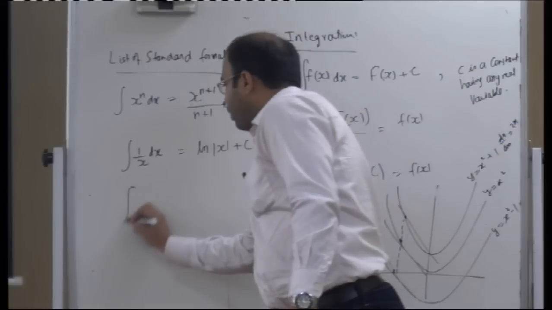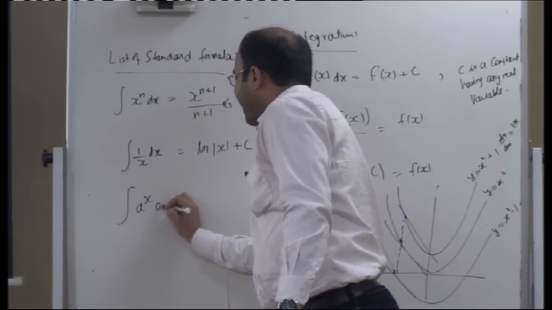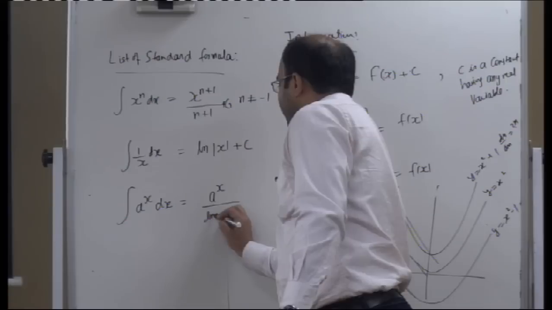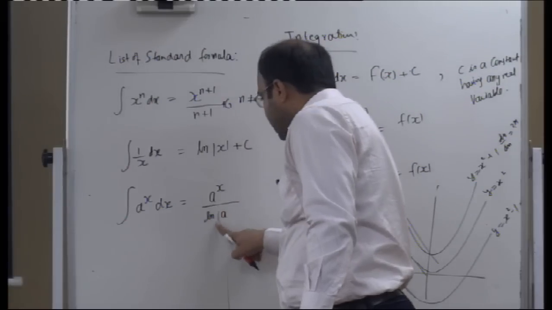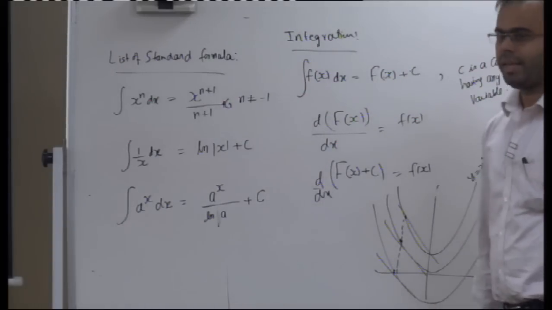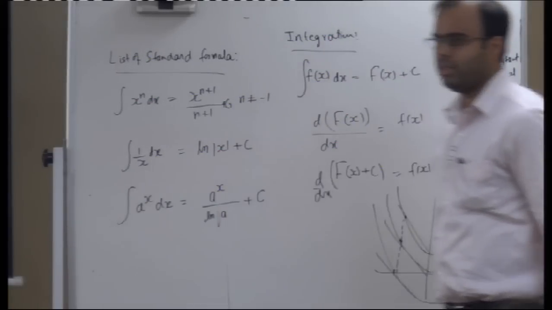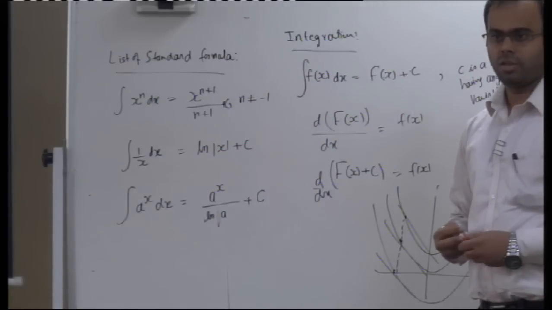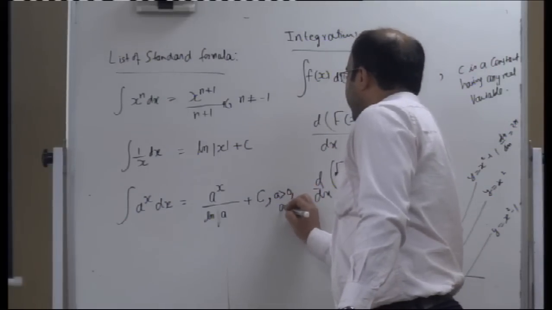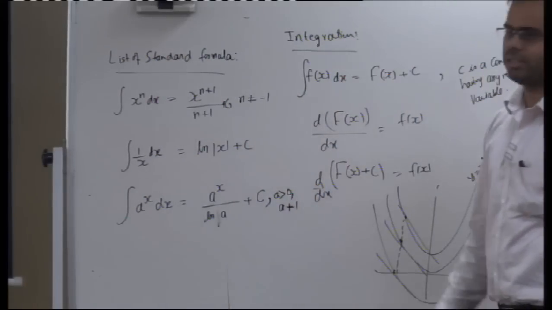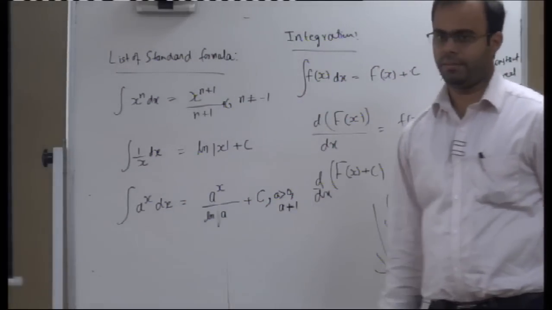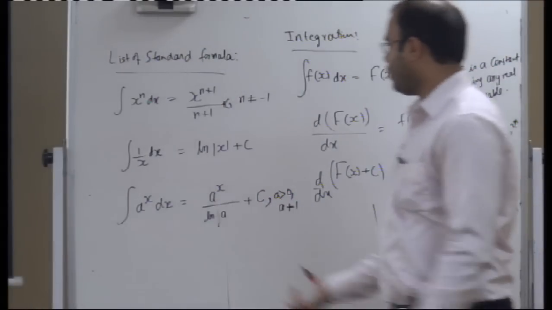When we take a formula like integral of a to the power x dx, this becomes a to the power x by ln a plus c, where a is a positive constant. Again we know that for this exponential function, a is greater than 0 and a is not equal to 1. You can mention it here. And if you remember differentiation, the derivative of a to the power x was a to the power x into ln of a. So this is just a reverse of differentiation.